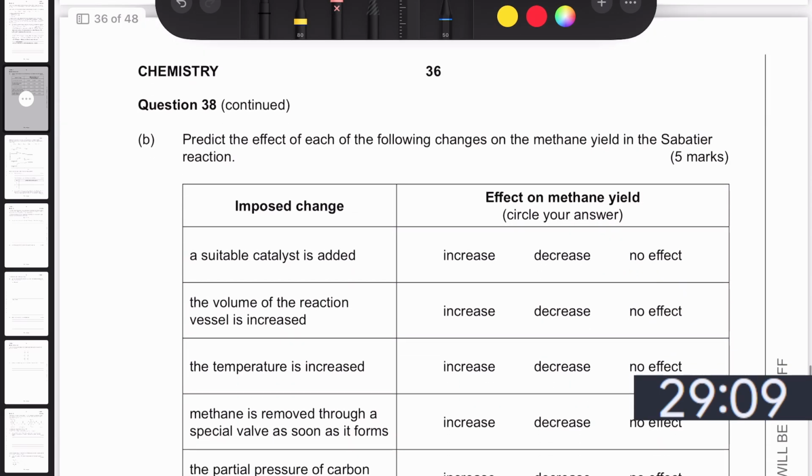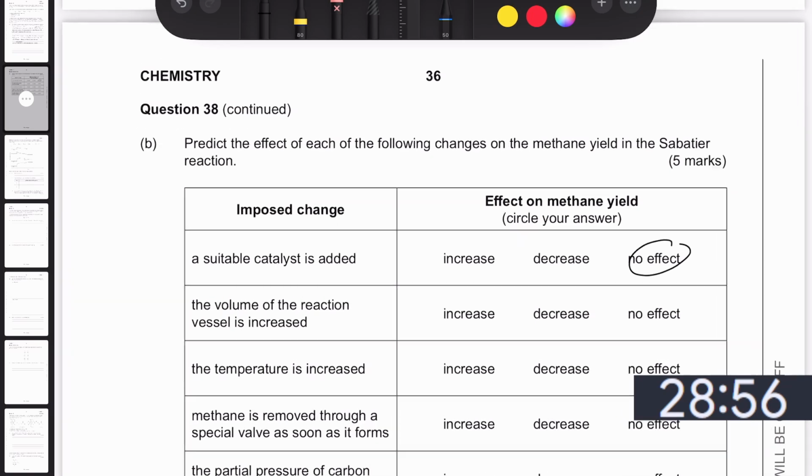Okay, page 36, I have half an hour left. Predict the effects of the following changes on the methane yield in the Sabatier reaction. Oh wait, sorry, circle, not cross out. The volume of the reaction vessel is increased.